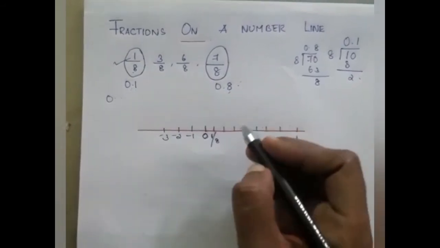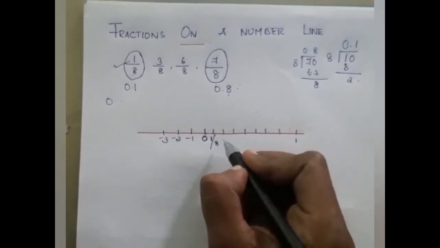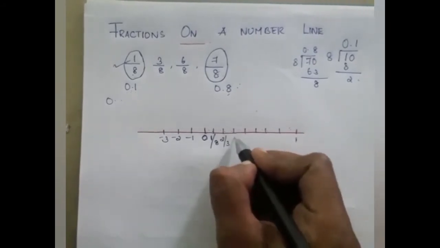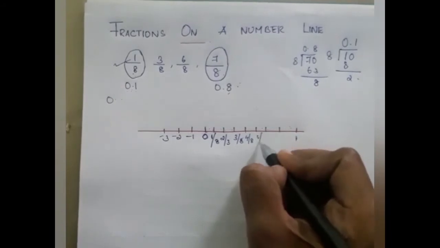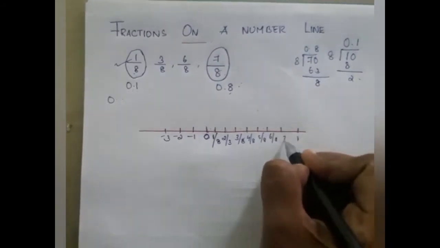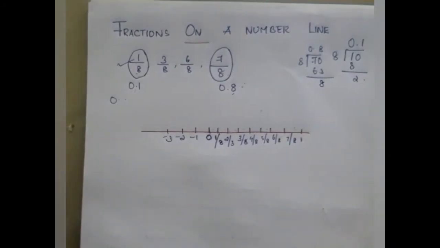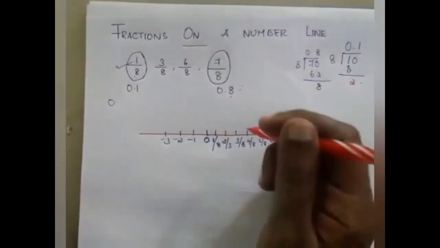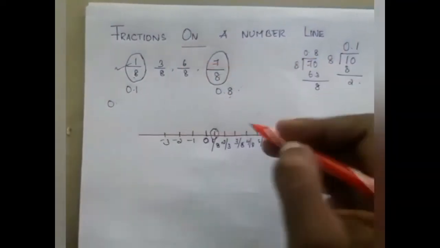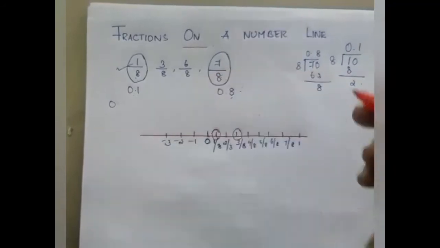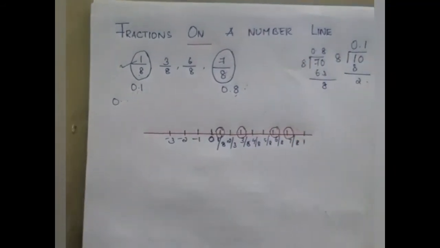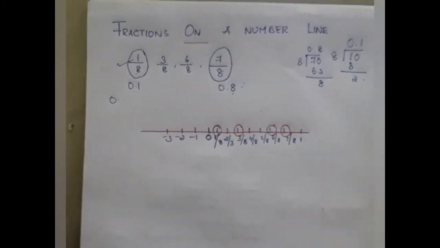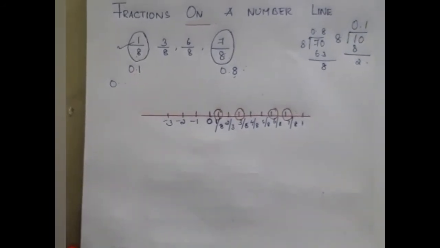Next it is 3/8. Next number it is 3/8. This is 2/8. This is 3/8. This is 4/8, 5/8, 6/8, 7/8. So you can represent everything. This is 1/8. Next 3/8. Next it is 6/8. This is 6/8. 7/8. This is 7/8. Okay, so this is how you are representing it on a number line.